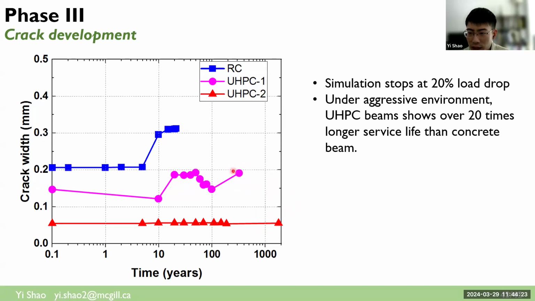So under aggressive environment, both UHPC beams with 1% and 2% fiber volume actually show over 20 times longer corrosion resistance than the traditional steel reinforced concrete beam.